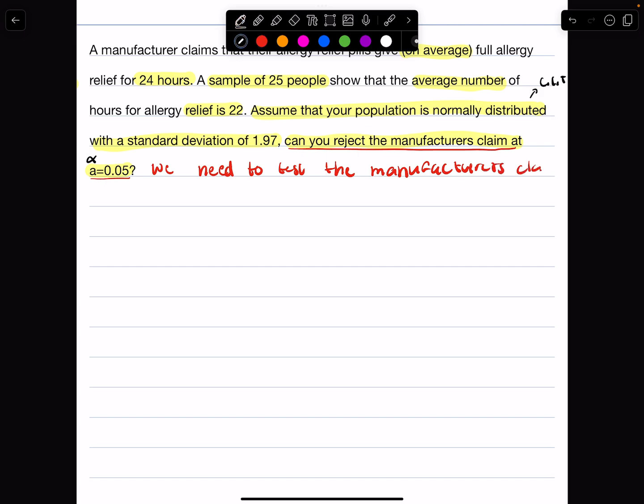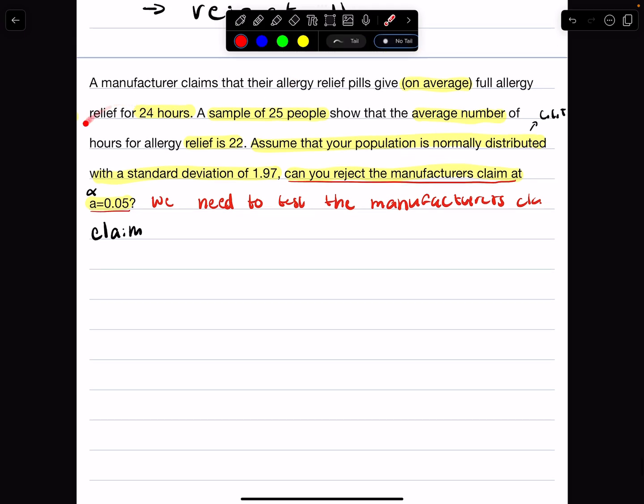What is the manufacturer's claim? It's that the average is 24 hours. On average, you get full allergy relief for 24 hours. Notice, no more than, no less than, just 24 hours. So the claim is that for the population, mu equals 24 hours.